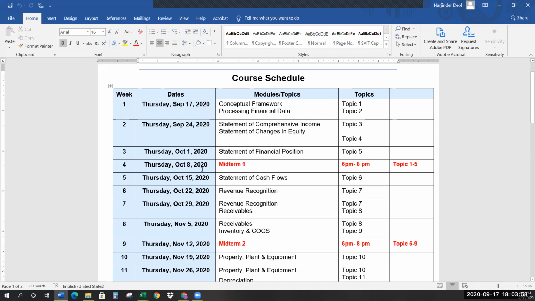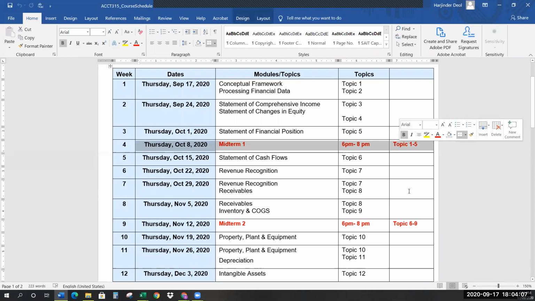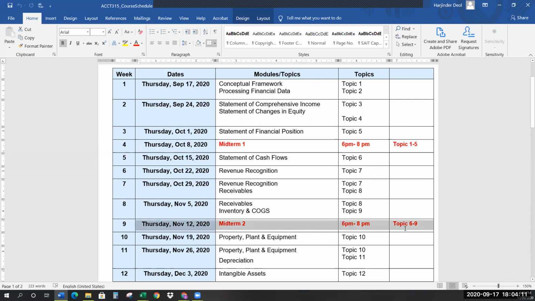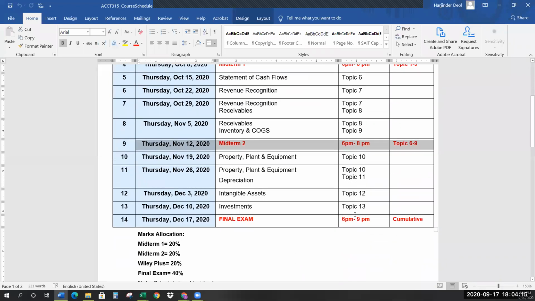Now, your midterm exam dates are posted. So this course will have 2 midterm exams. The first one comes up on October the 8th, and these will be all online exams. The second one is on November the 12th. Okay. Your final exam is on December the 17th, which is the last day of classes.